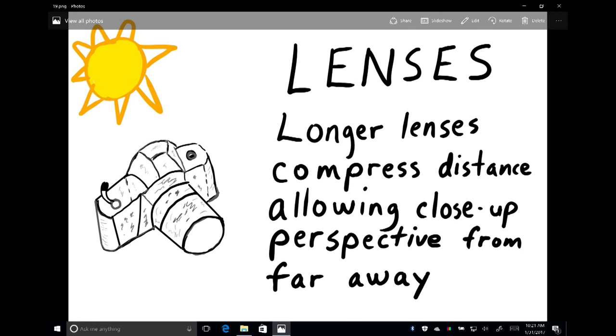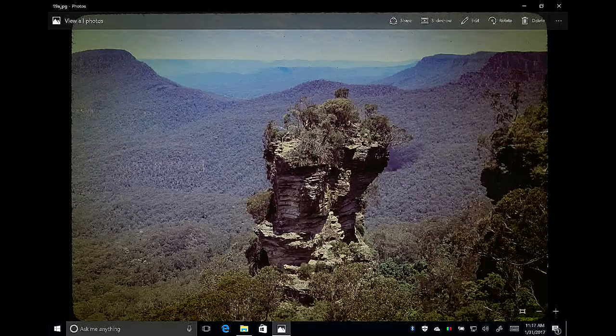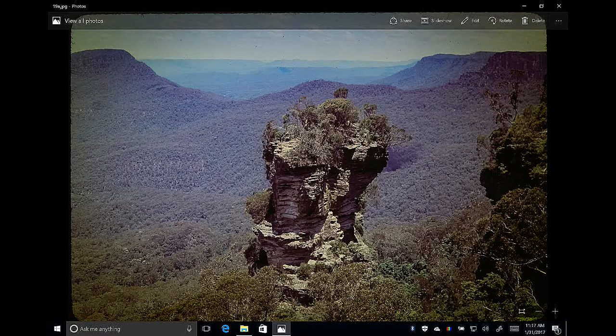Longer lenses, I've just been talking about this, they compress distance and they allow you to do close-ups and close-up perspective from far away. And here's an example. There's an outcropping there in the foreground that's of interest, and in order to get close to that outcropping, you've got to use a longer lens. It's not possible to walk over to that outcropping, so you need to use a longer lens in order to bring it close up. There's a lot of interesting material in the background as well, and so by the positioning of this, it almost looks three-dimensional with that object in the foreground.